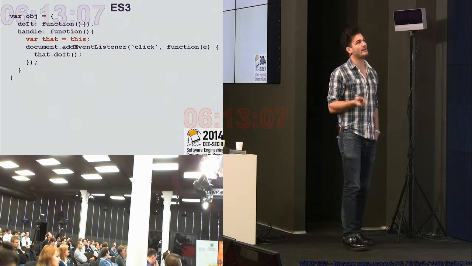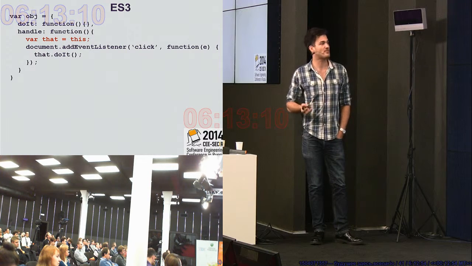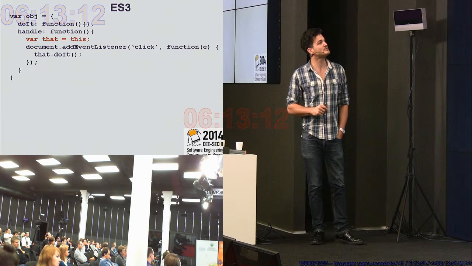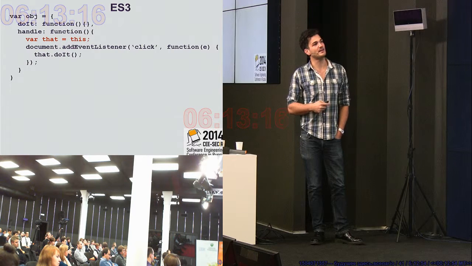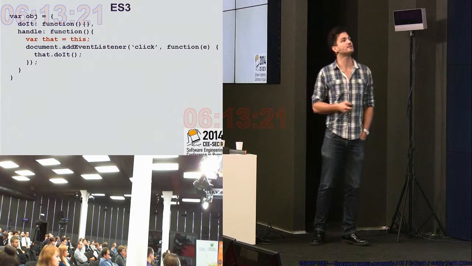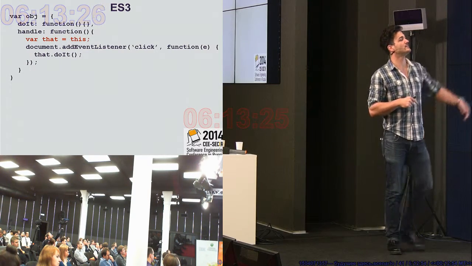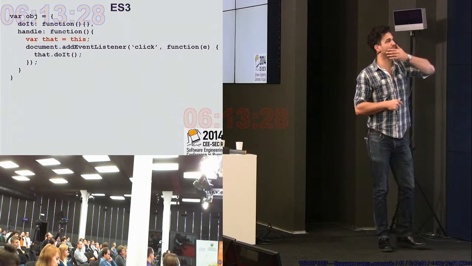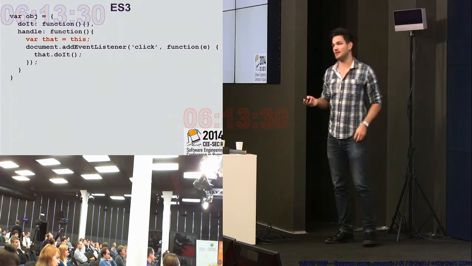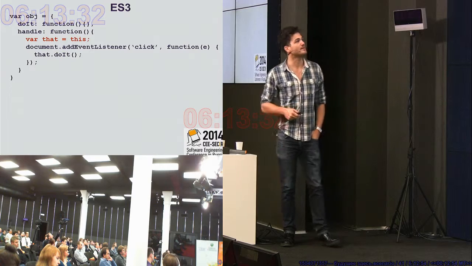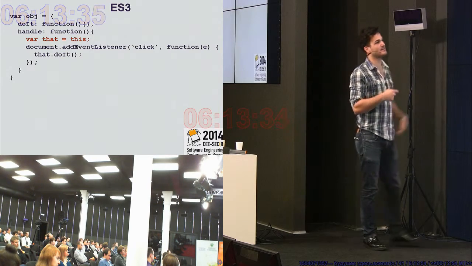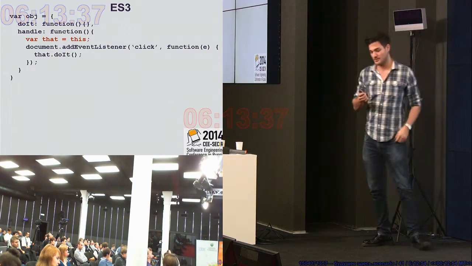So typically in ES3, so in JavaScript that we currently use, for example, when we have an event handler attached to the click event, the trick that we do to use this keyword inside this event handler is associating this to another variable called that or self, right? And so then we can use that inside the handler because of a closure.